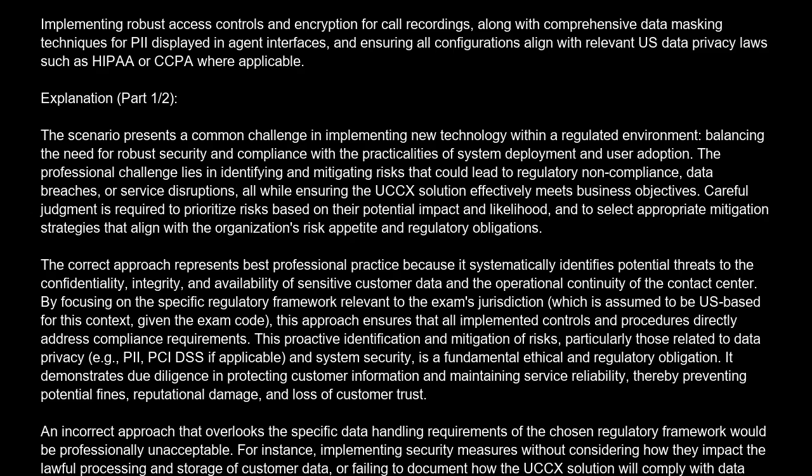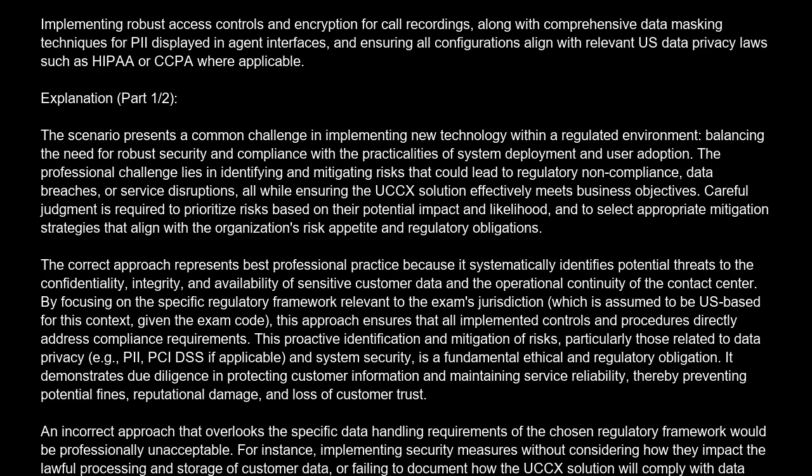The correct approach represents best professional practice because it systematically identifies potential threats to the confidentiality, integrity, and availability of sensitive customer data and the operational continuity of the contact center. By focusing on the specific regulatory framework relevant to the exam's jurisdiction, which is assumed to be U.S.-based for this context, given the exam code, this approach ensures that all implemented controls and procedures directly address compliance requirements. This proactive identification and mitigation of risks, particularly those related to data privacy, e.g., PII, PCI DSS if applicable, and system security, is a fundamental ethical and regulatory obligation.